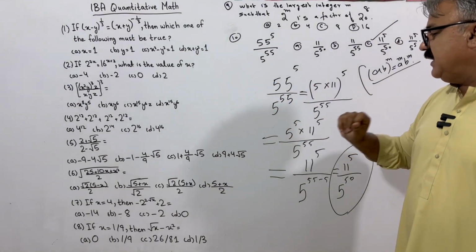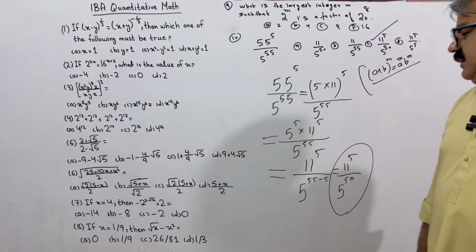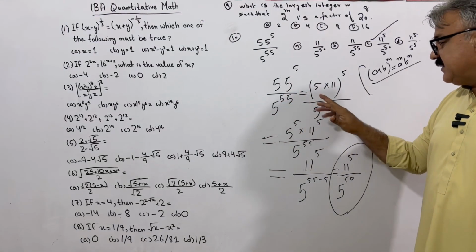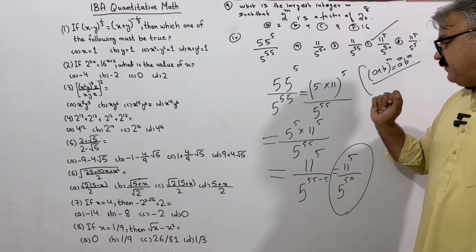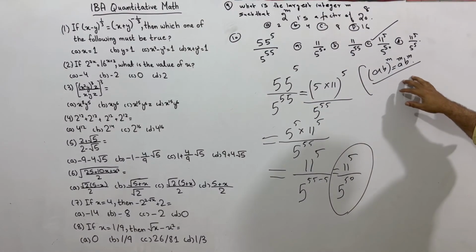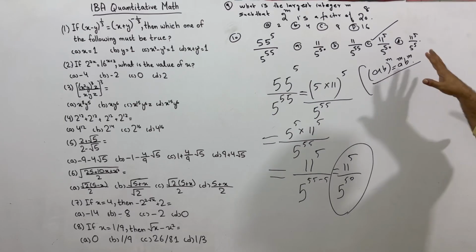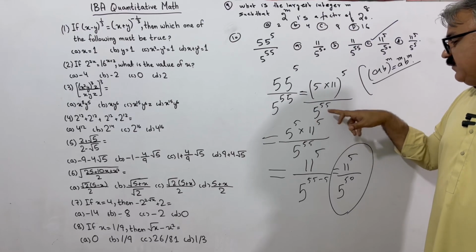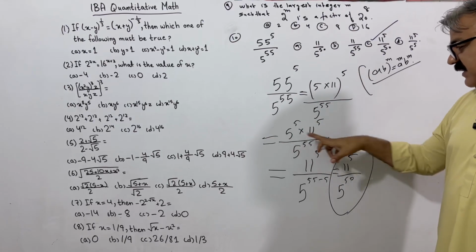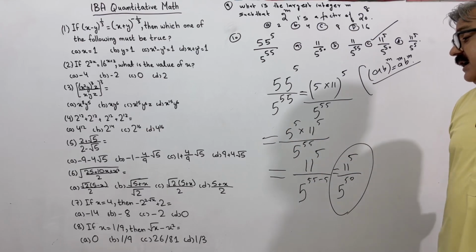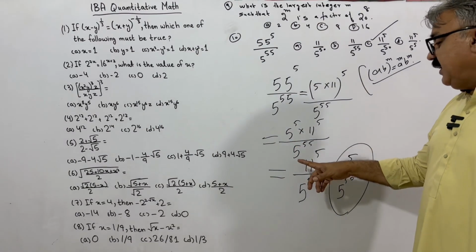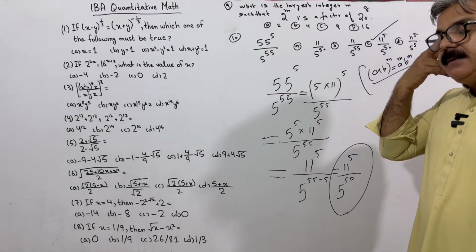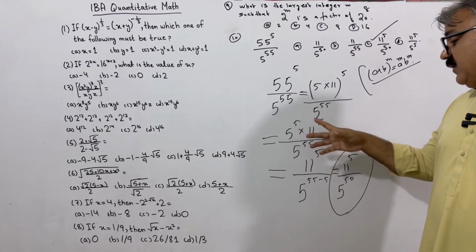Simplify 55 raised 5 over 5 raised 55. 5 is a prime number, it cannot be factored. 55 can be factored and written as 5 times 11 raised 5. By this simple exponent rule, I can distribute the power to both 5 and 11, so it can be written as 5 raised 5 times 11 raised 5. Look at these two, they have base 5. Their bases are the same, so one can subtract either power from the other.